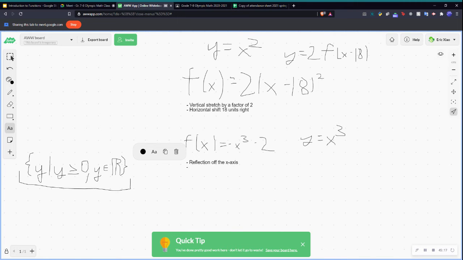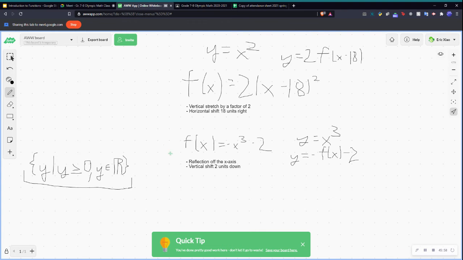Now, translations. Remember, we have this minus 2 right here. It's outside of the function, so you have f of x minus 2. This means that you have a vertical translation. We'll call it vertical shift. And since it's negative 2, you go down by 2 units. 2 units down, that's how you say it. And if you write the function notation, it'll look like this: negative f of x minus 2. There you go. That's what it'll look like. So that's the second question.